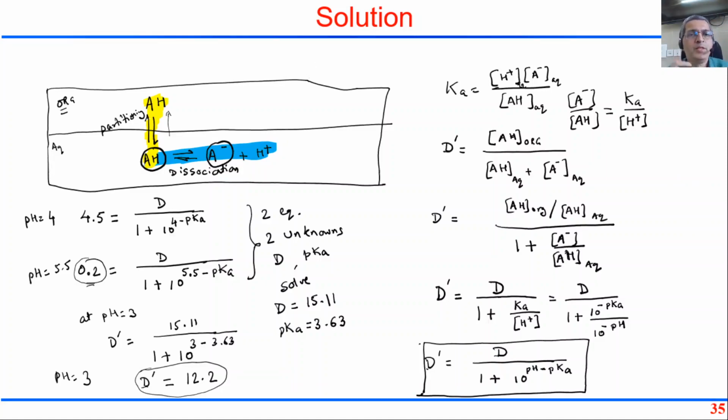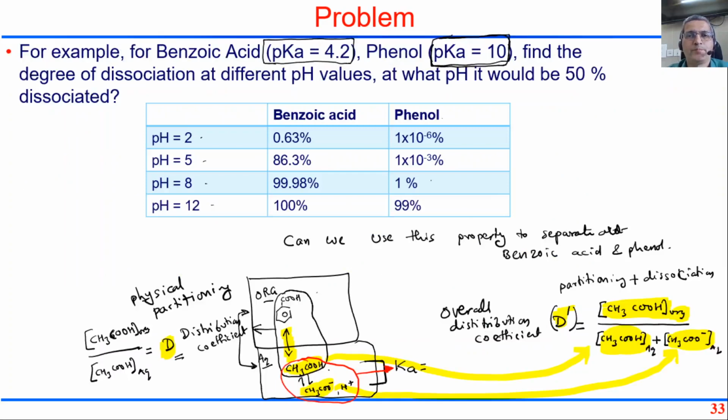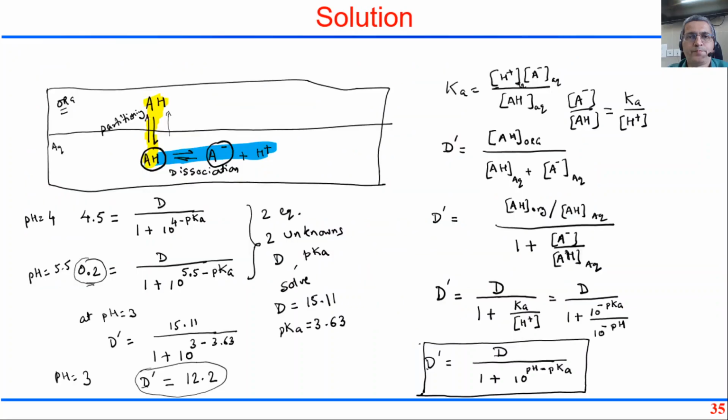Do you see how by changing the pH we are able to make AH remain in the aqueous phase or go into the organic phase? Just like we had talked about in the first problem, benzoic acid and phenol. So this is the principle of dissociation extraction.